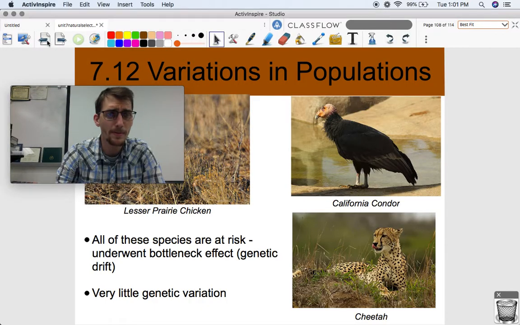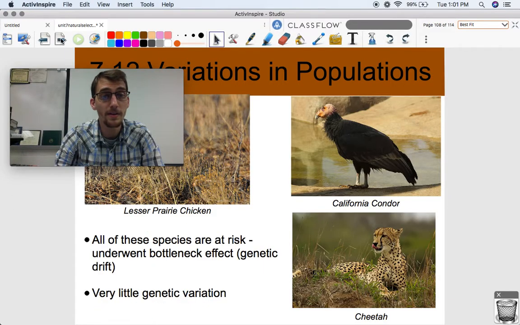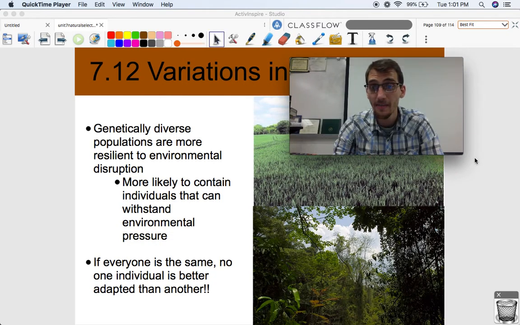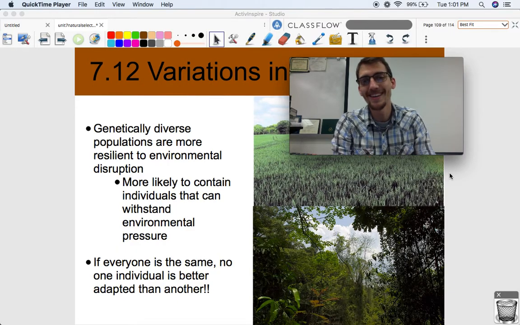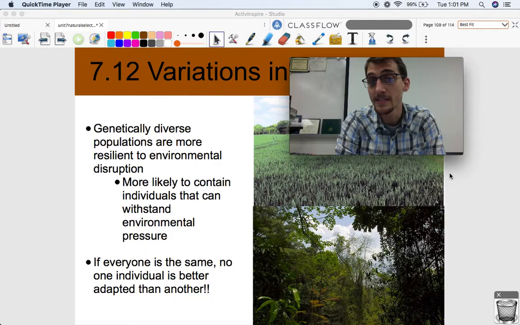As I said on the previous page, how varied a population is affects its population dynamics, how much it increases or decreases. So these 3 populations, because they have very little genetic variation, are at risk for an environmental catastrophe, really. A disruption in the environment is what triggers natural selection. With any kind of change in the environment, species that have traits that make them better adapted than others are going to survive and reproduce.